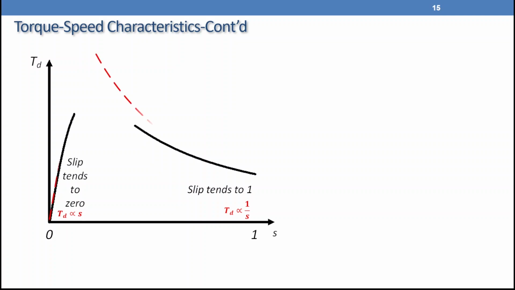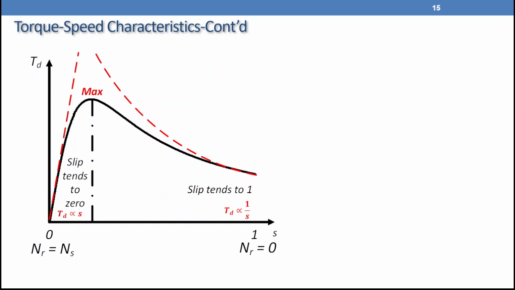So definitely we have two asymptotes here. When we have two asymptotes like these, we have a maximum point or maxima. This is the maximum torque we have. So the curve is varying from 0 to 1 and passing by a maximum point. If we look at the horizontal axis, it varies from 0 to 1. This means N_R equals N_S when S equals 0. N_R is the rotor speed, N_S is the synchronous speed. And when S equals 1, N_R equals 0.